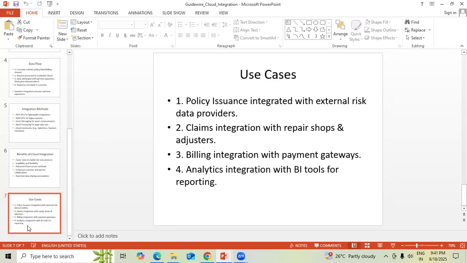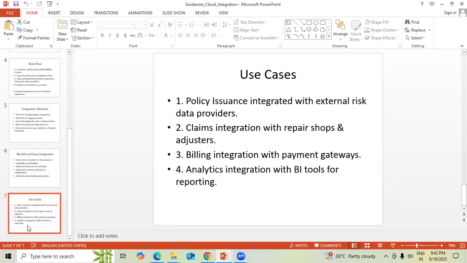Next, claim integration we can do with repair shops and registers when there is any claim processing, because integration is not confined only to PC. It can be for claims also. As a Guidewire integration developer, some companies ask for PC, somebody asks for BillingCenter, somebody asks for ClaimCenter. That is the reason I am giving those examples. Next, the third one, billing integration, we can do with a payment gateway, because the customer is paying in different forms. So billing integration with a payment gateway can also be one.